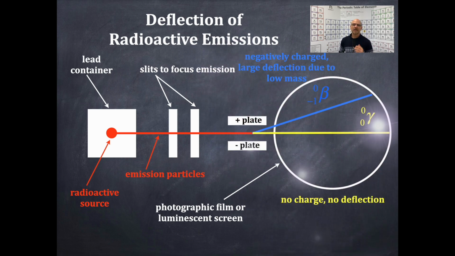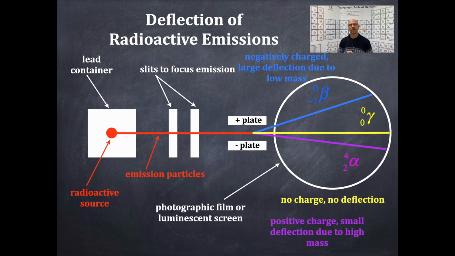All right, then our next particle is the gamma emission. Now the gamma particle goes straight on through to the other side. It's not deflected by the magnet whatsoever. Why? Because the gamma particle has zero charge. So that magnet does not deflect it whatsoever.